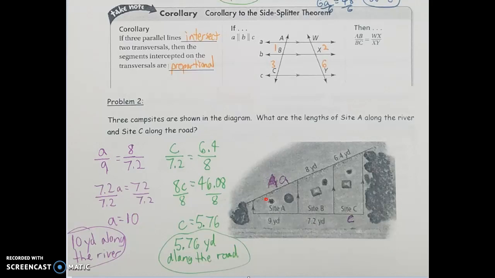And setting up a similar proportion for C, remember you can either go across like we did for A. For C, I set up that proportion a little different. You can go along the same side. So the ratio of C to 7.2 will be equal to the ratio of 6.4 to 8. We just want to make sure those pieces are in the right order, but I should be able to set it up either along the same side or set up that ratio going across. Because when we cross multiply and solve for C, we should also get 5.76 yards.